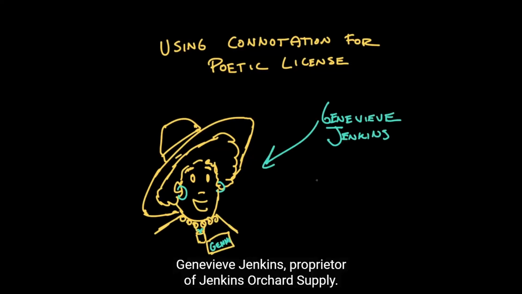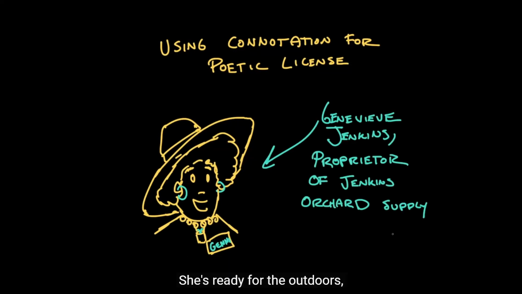Genevieve Jenkins, proprietor of Jenkins Orchard Supply. She's ready for the outdoors. She's got her big sun hat. She's got her hoop earrings. She's got a little name tag. She's got a little plant necklace. She seems like a nice person.